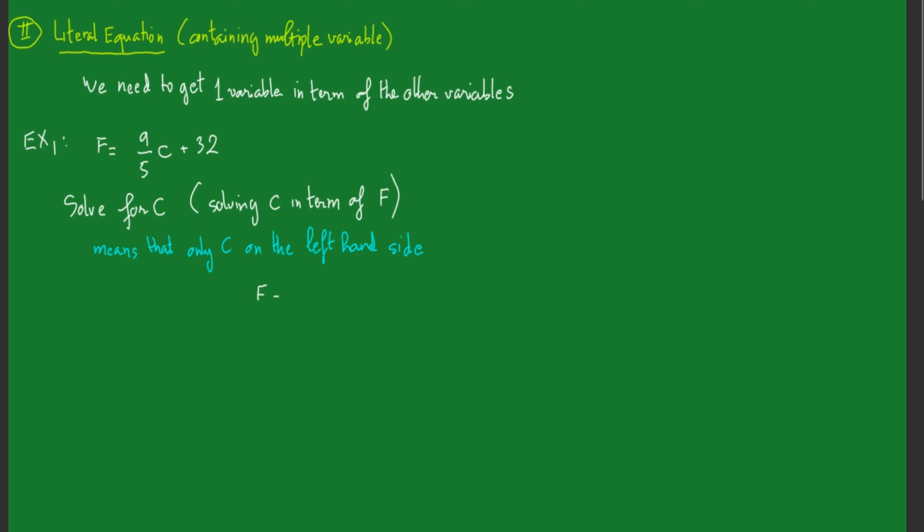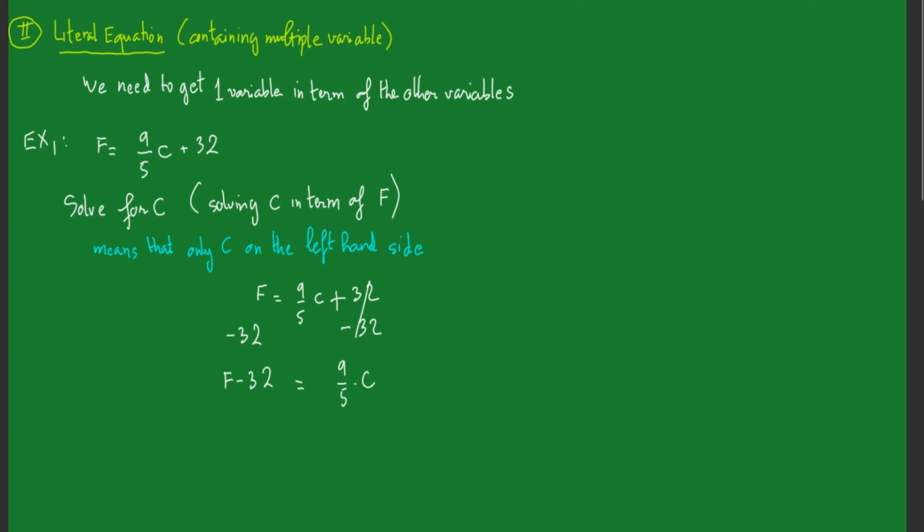So f equal now 9/5 c plus 32. So you need to get rid of 32 first. Okay, so how you get rid of the 32? Because this is positive 32, then you're gonna subtract both sides by 32. Both sides of the equation, okay? Both sides of the equal sign. So what you have left is just f minus 32, right? F minus 32. You cancel out, equal 9 over 5 times c, right?